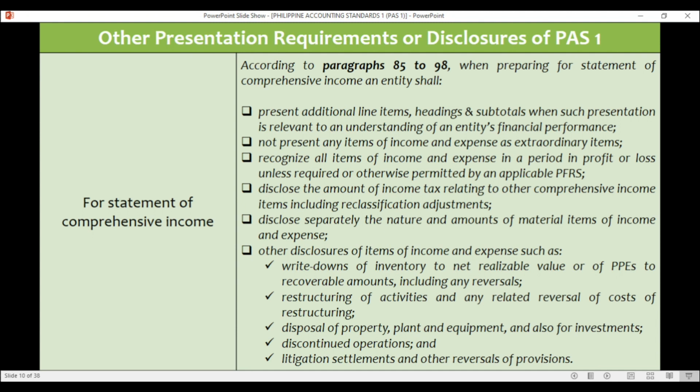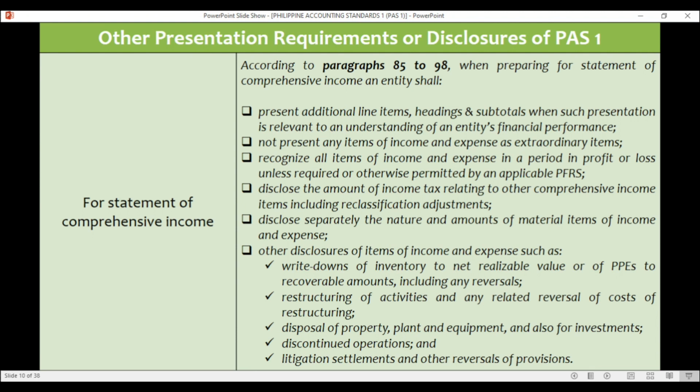So therefore, other than the profit or loss items, other comprehensive income items should be disclosed with their tax effect. Disclose separately the nature and amounts of material items of income and expense. If an item of income is different from another item of income, then present them separately. So with expenses. Other disclosures for items of income and expenses are as follows.